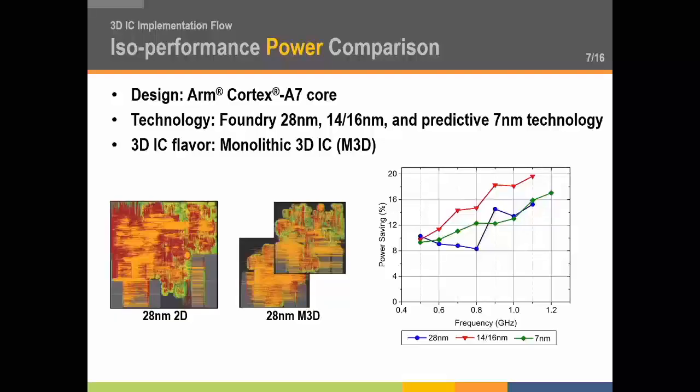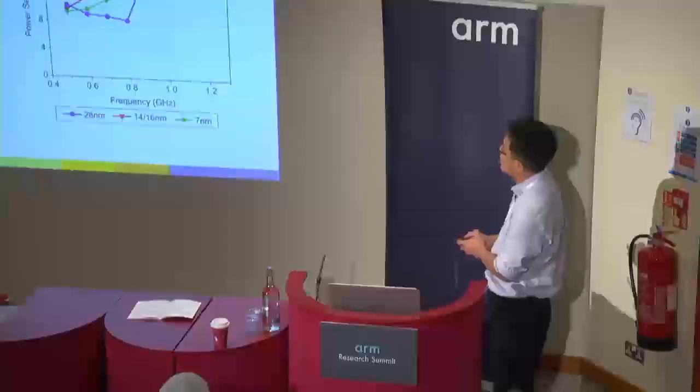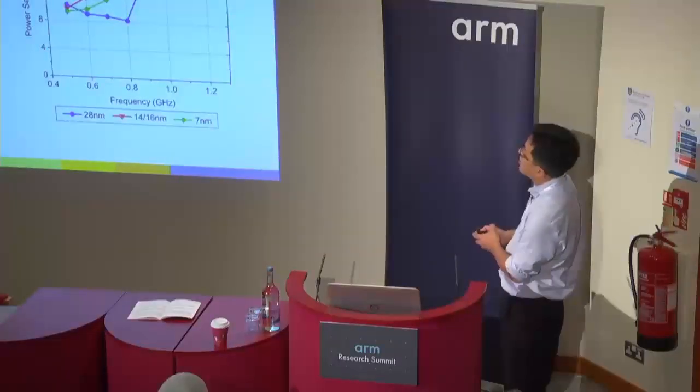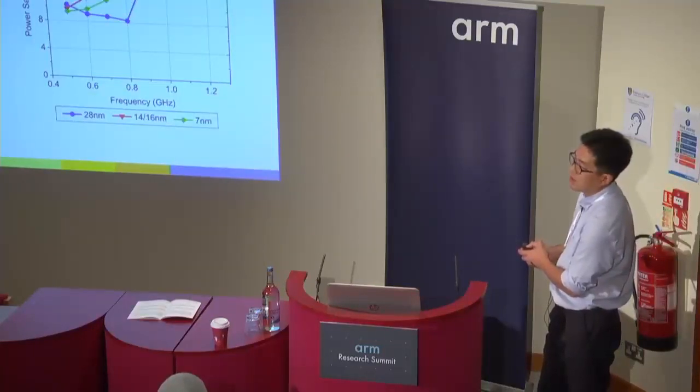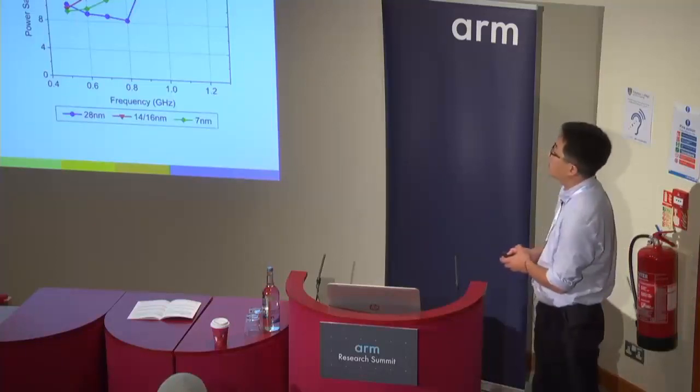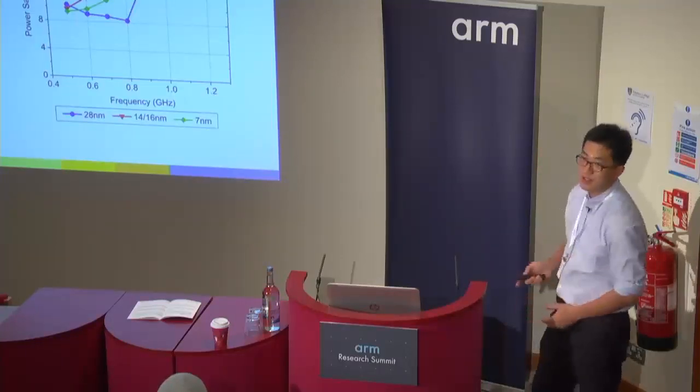We implement the ARM Cortex-A7 core with foundry 28, 14, 16, and predictive 7nm technology. This die shot shows the 2D and M3D designs of the Cortex-A7 core in the 28nm technology node. The figure on the right shows the power saving of the M3D design depending on the frequency in the 28, 14, 16, and 7nm technology nodes. You can see the M3D power saving reaches up to 20%, and this power saving increases as the clock frequency increases.